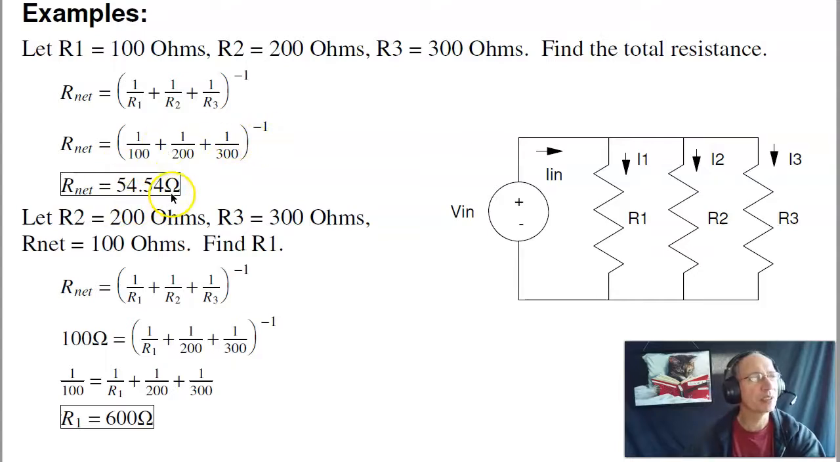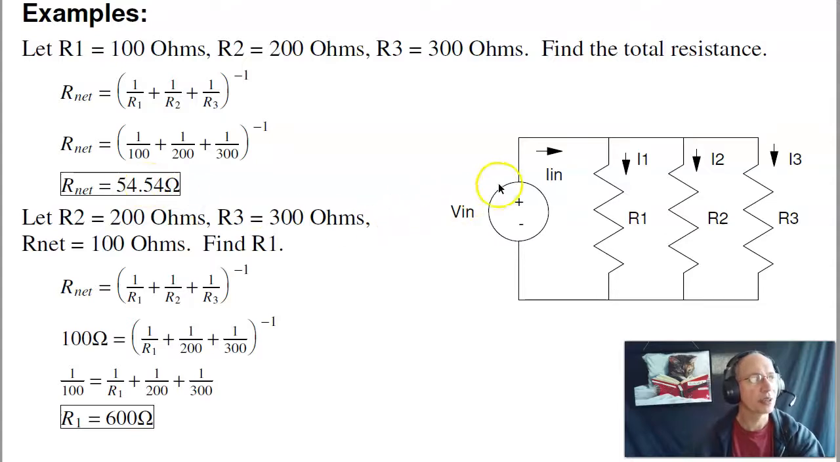Now note that in series, the resistance goes up. If I have 100, 200, and 300 in series, the total's got to be bigger than 300. In parallel, the resistance goes down. So if I have 100, 200, 300 in parallel, the total resistance is less than 100. It's 54 ohms in this case.